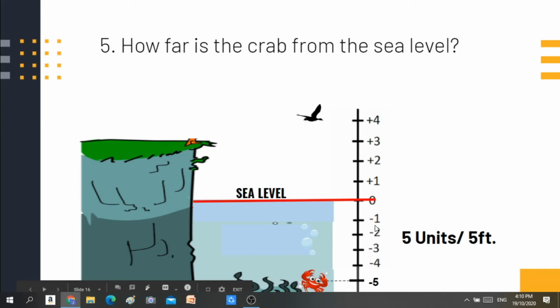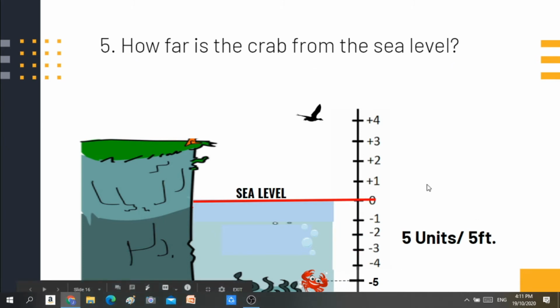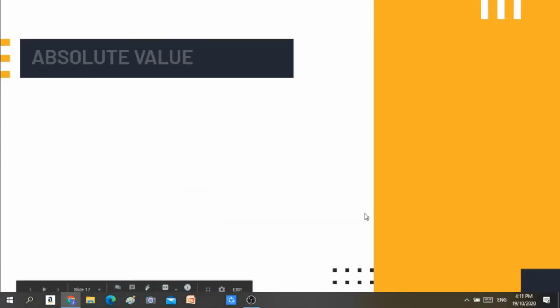But, as we can see, if we're gonna ask for the distance, since we're looking for how far the crab is from the sea level, meaning to say we're looking for the distance. At pag binilang natin yan, we have 5 units or that's 5 feet. Meaning to say, if we're asking for distance, it will never be a negative number. That will always be positive kasi we're looking for distance. And that's what we call the absolute value.